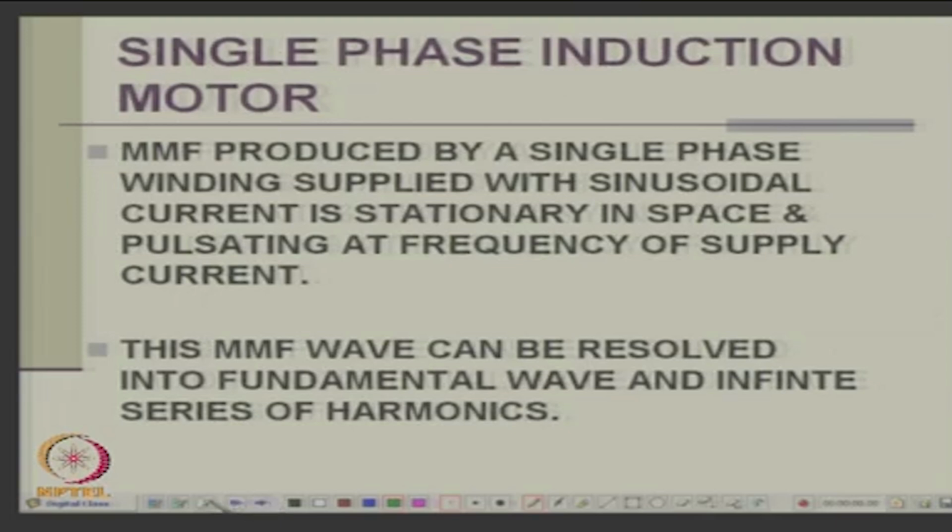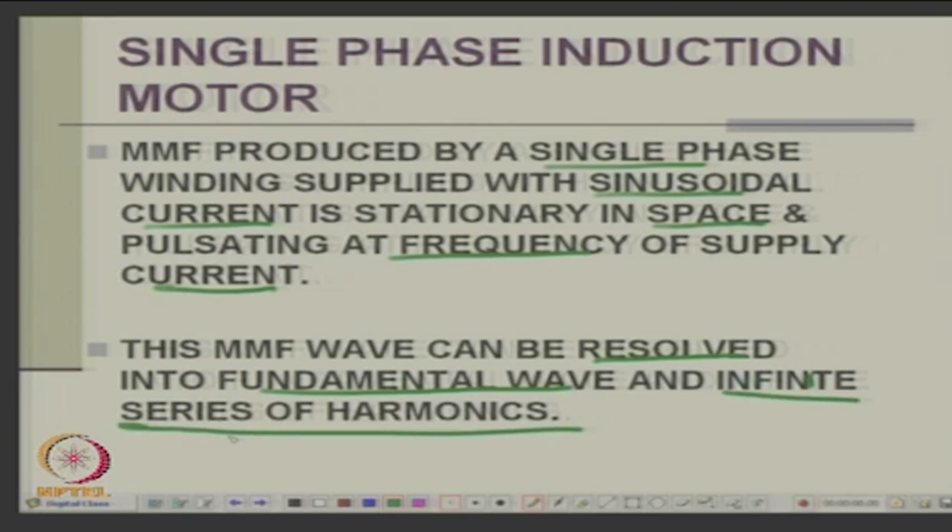Now, we also reviewed in the last lecture that the MMF produced by a single winding, with a sinusoidal current, not a non sinusoidal current, no time harmonics, is stationary in space and pulsating at the frequency of the supply. Now, this is resolved into a series of a fundamental wave as well as a large number of harmonics. This is what we said. So, there will be a lot of harmonics in this.